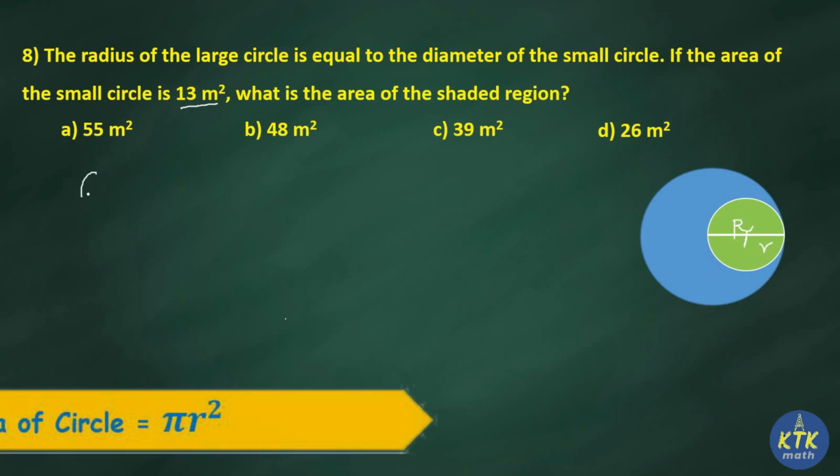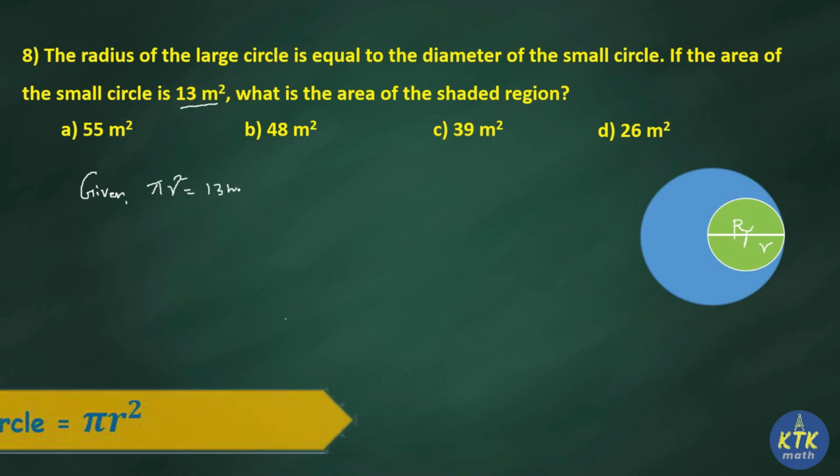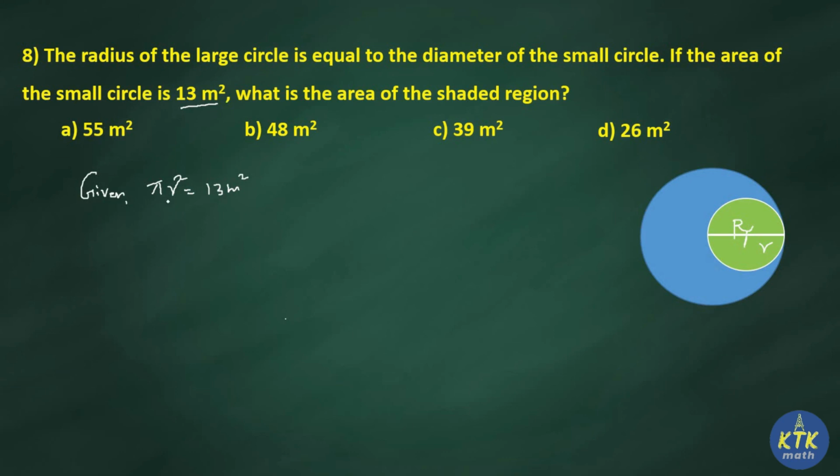So what is given here in the question? They gave pi r square is 13 meter square, that is area of small circle only. So I am taking it as pi r square is 13 meter square. Before finding the shaded region, first I need to find the larger circle area so that I can subtract this 13 meter square to get the answer. So how to find area of bigger circle? Bigger circle, I am mentioning it as capital R, right? So this will become pi capital R square.